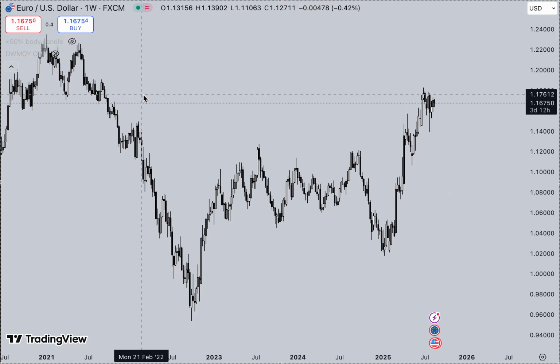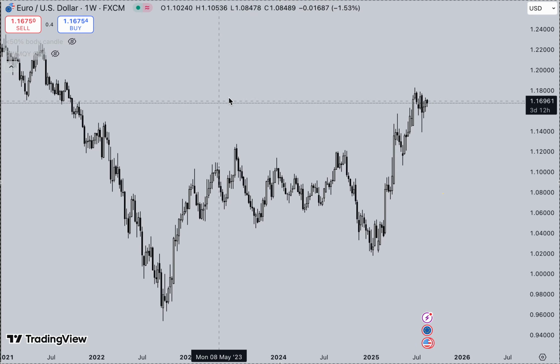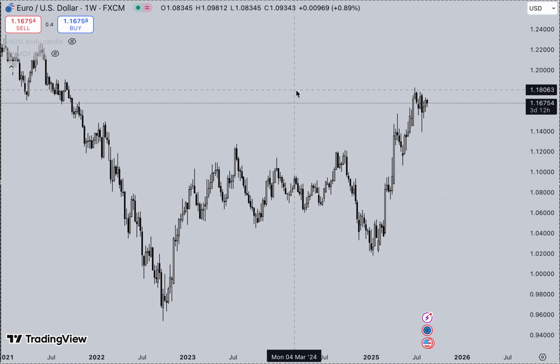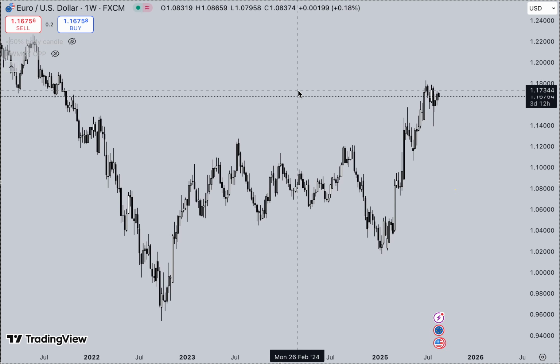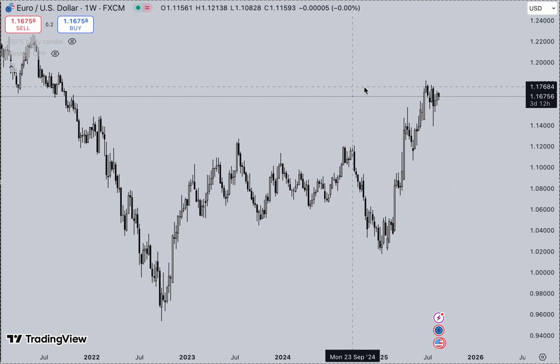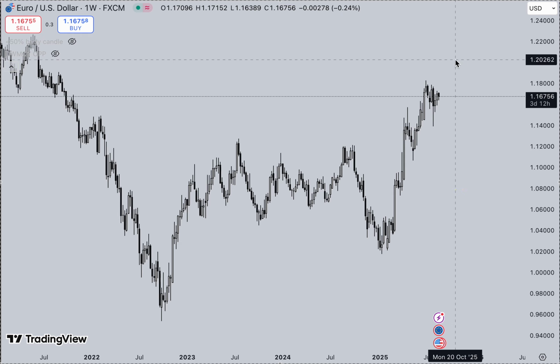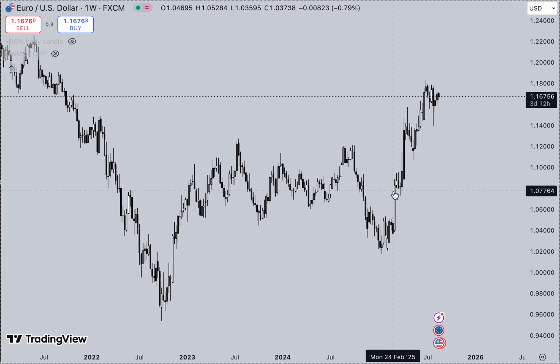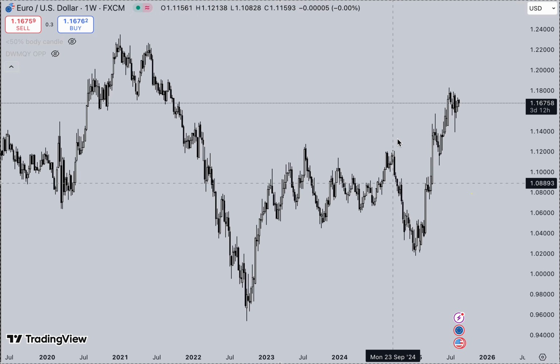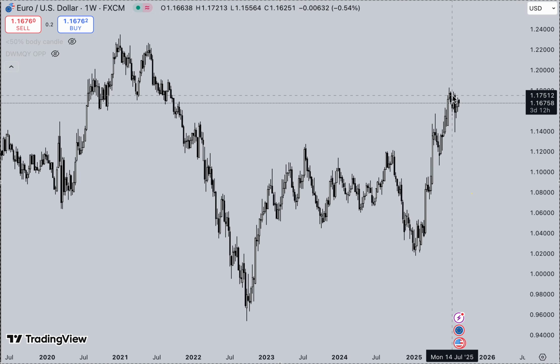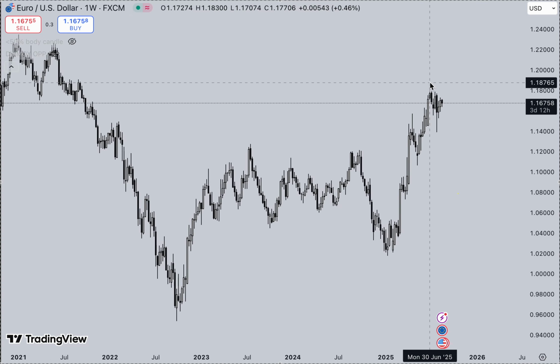So keeping that in mind, once we start to see higher prices and a fractal structure break on Euro USD, this could be our next target, right? But also, on the dollar, we are expecting higher prices, which would mean lower prices for Euro USD.